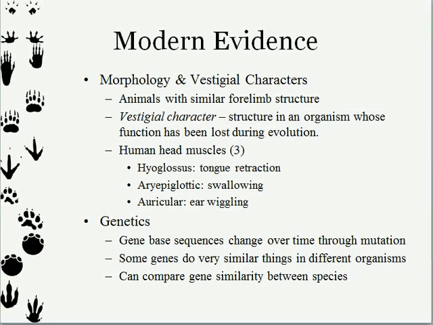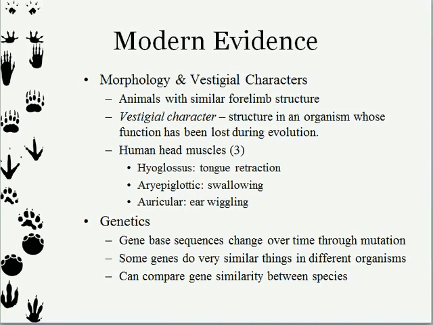Same for your appendix. We don't need that organ anymore, and so it's smaller and smaller and smaller until it doesn't provide any functional use. It can still make us sick, but it's not useful anymore for what it does, but it's still there. That's vestigial. Another example we have here on this slide are the human head muscles.